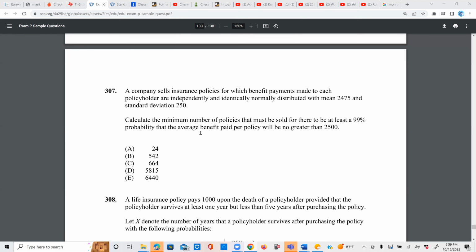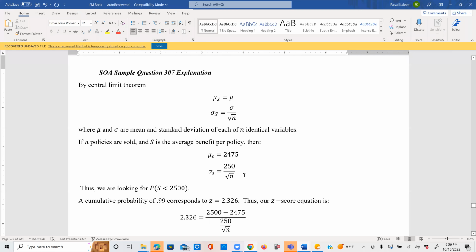Since we are talking about an average, this calls for the central limit theorem, which does apply in this case. By the central limit theorem, the mean of the average is just the mean of each variable, and the standard deviation of the average is the standard deviation of each variable divided by the square root of n, where n is the number of variables.